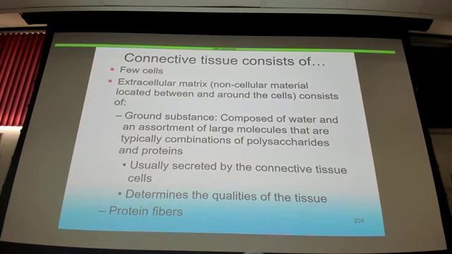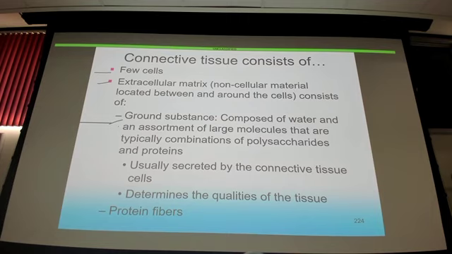So when you look at connective tissues, you'd say, yes, there are cells, and then there's an extracellular matrix. Once again, think of the extracellular matrix kind of like a Jell-O mold. Then you're going to have a bunch of stuff that's in that Jell-O mold, depending on who made it. Right? So the Jell-O part of the Jell-O mold is the ground substance. It's part of the extracellular matrix.